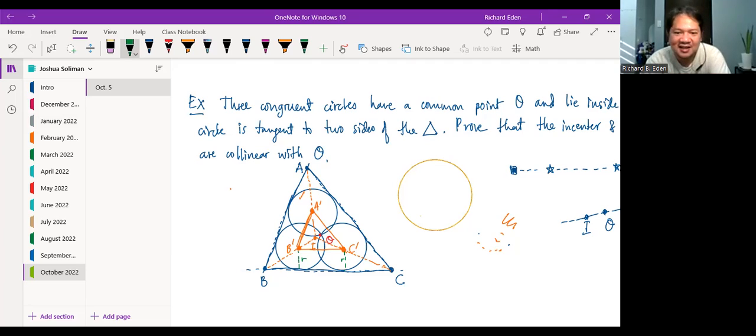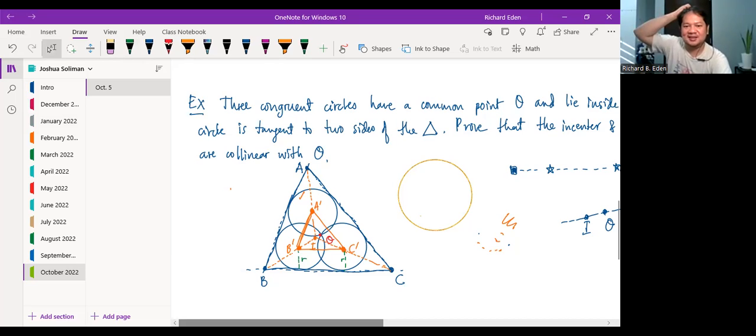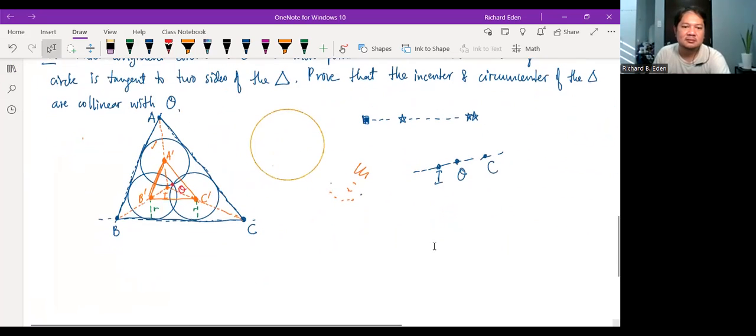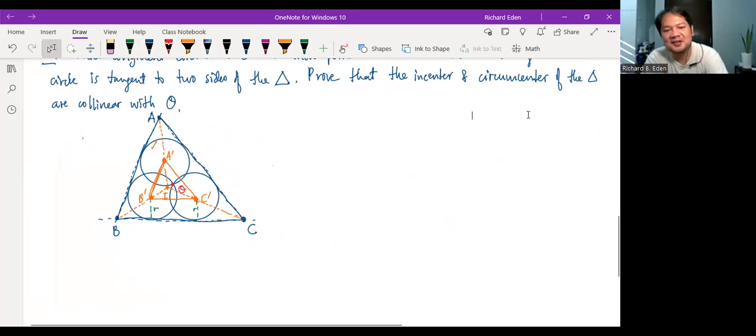So what you're claiming now is that the circumcenter of ABC is the image of O with respect to I. Yes, actually that's it. So that's why they're collinear. The real circumcenter of ABC is also collinear. Okay, nice. So that's our argument here.